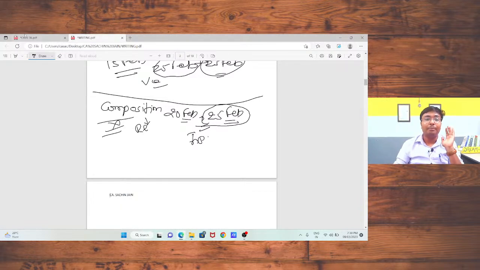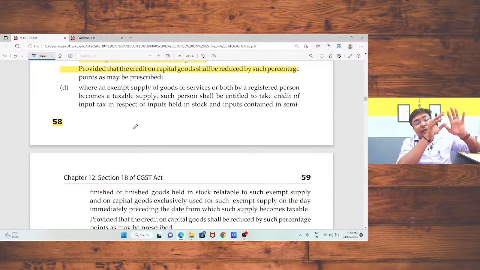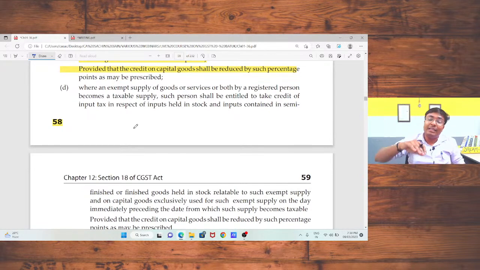Sir, is that okay? Next, where an exempt supply of goods or services or both by a registered person becomes a taxable supply, because the government had by notification decided certain supply as an exempt supply, but now the government says that the particular supply is a taxable supply.